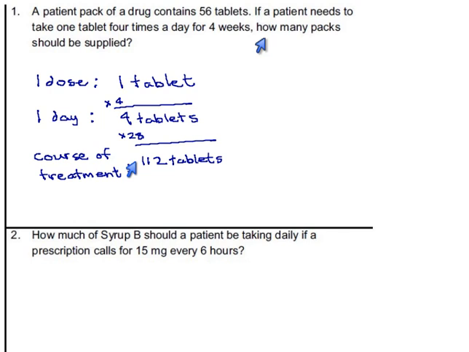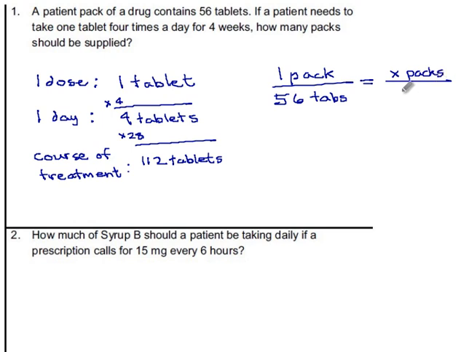For the packs, though, let's get a cross multiplication in just because we can. They say a pack of this drug contains 56 tablets. So 1 pack is 56 tabs, short version of tablets. And the question is, how many packs do we have to give to get 112 tablets? Cross multiply, 1 times 112 is 112, divided by 56, and we get exactly 2 packs. So they cooked this one so the numbers would come out nice.